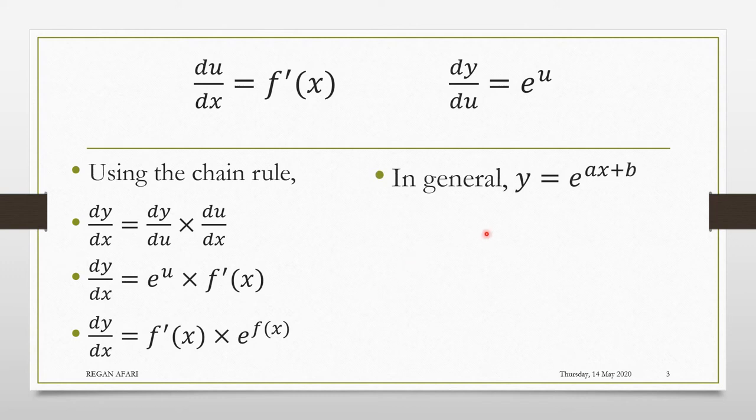Okay, so now let's get the general formula. When you have y is equal to e raised to the power ax plus b, like I said, differentiate the power. Differentiating ax plus b will give you a, times the function itself, and we're done, okay?